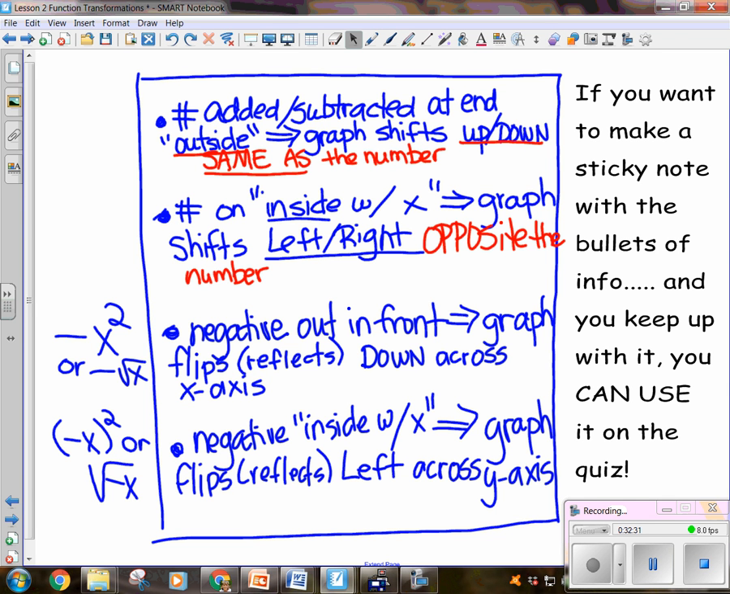The number on the inside with x, the graph shifts left and right opposite the number, and it talks about a negative in front and a negative inside. That's the summary of the points that we were trying to learn with numbers 1 through 8. So when we circled those questions, this is actually those bullet points.